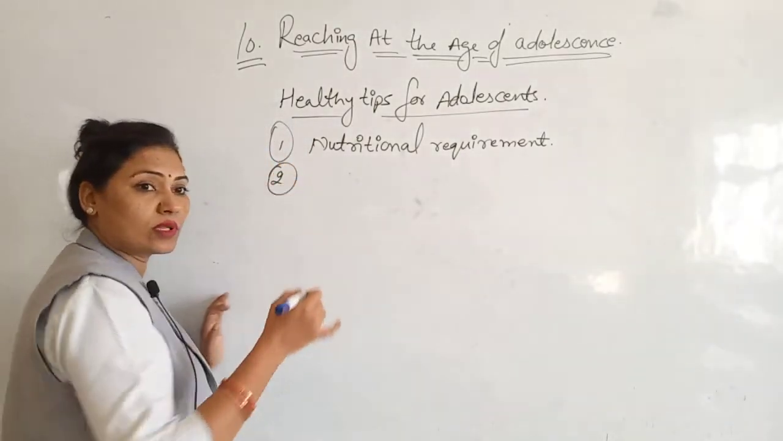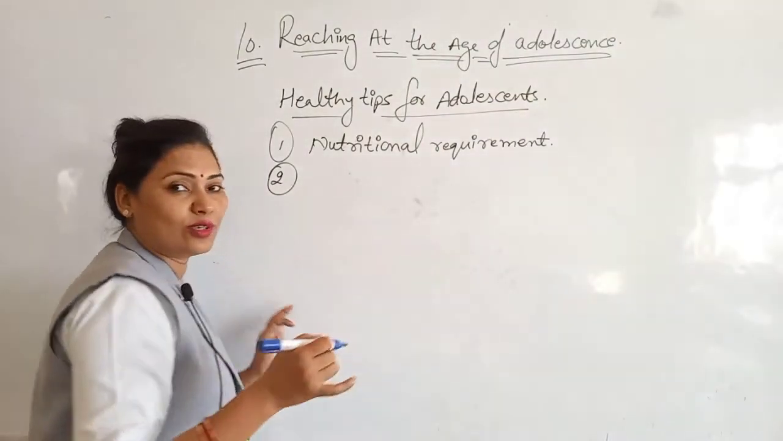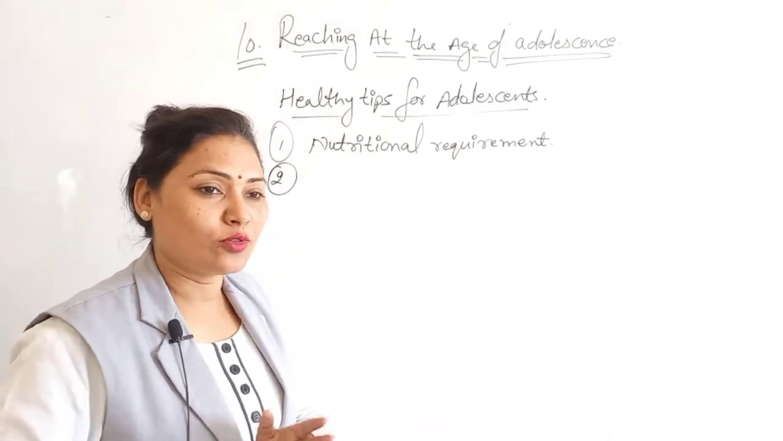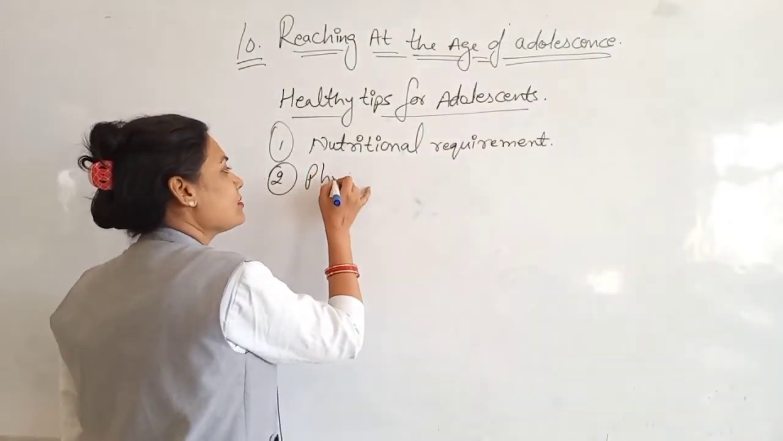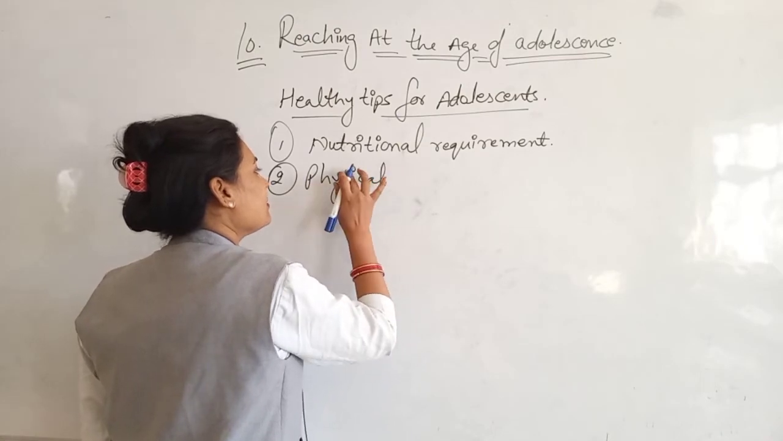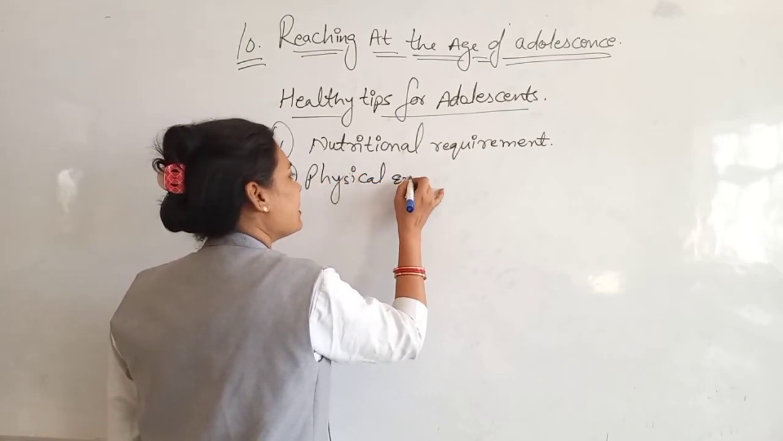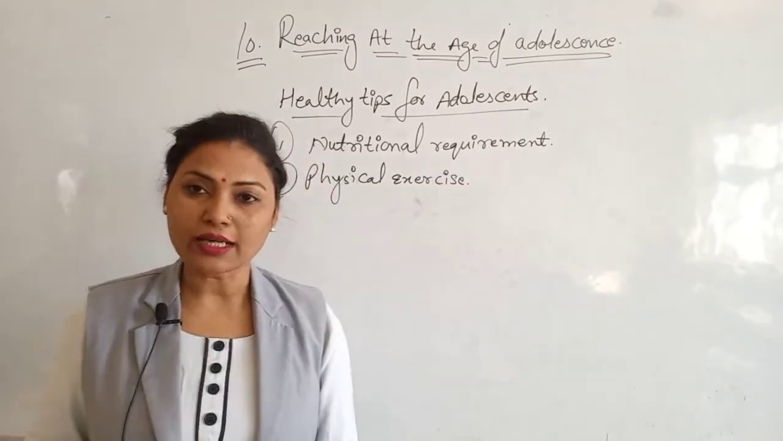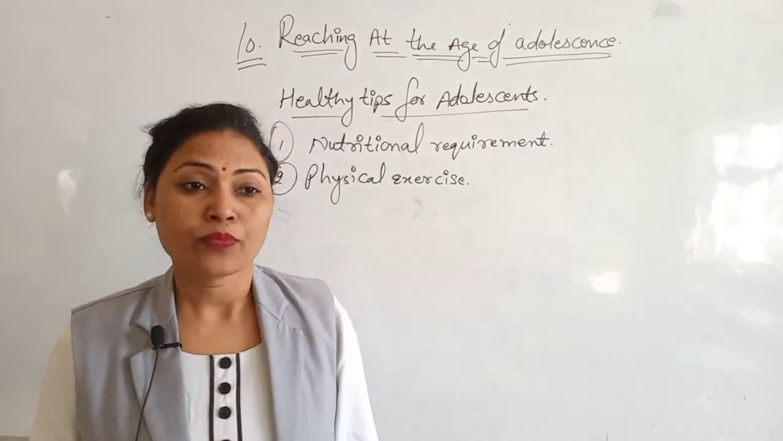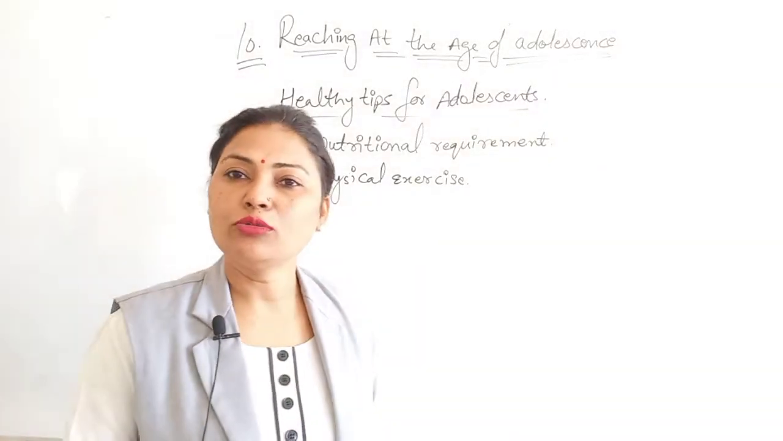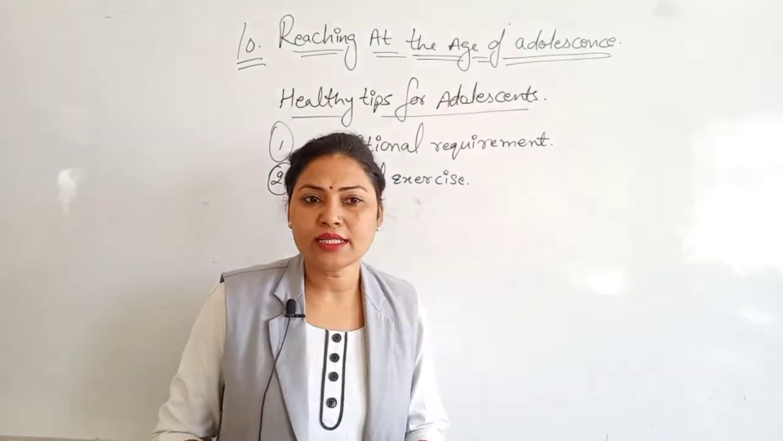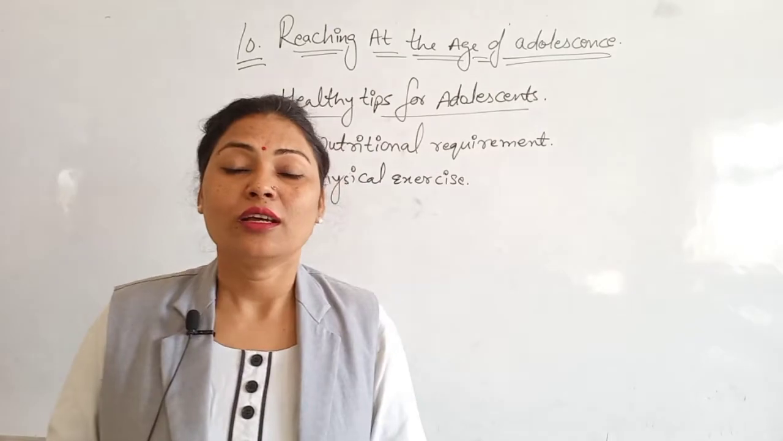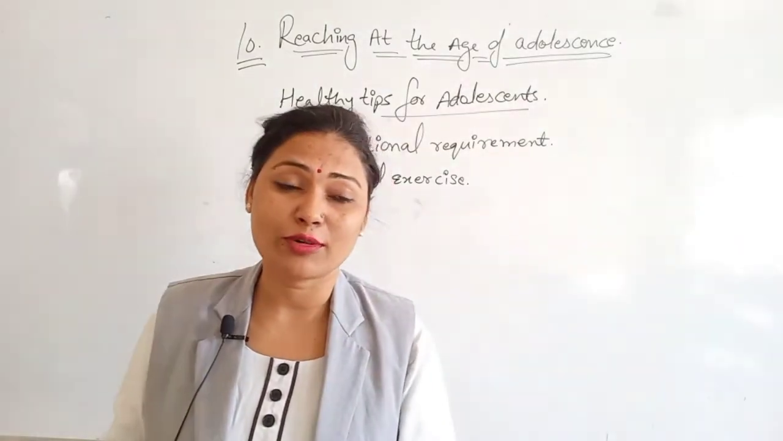Second, we should do physical exercise. These tips are for healthy persons, for the adolescents. So, do the physical exercise. You know that physical exercise such as skipping, jumping, playing outdoor games, jogging, etc. are important for us, and especially important for the teenagers or adolescents.